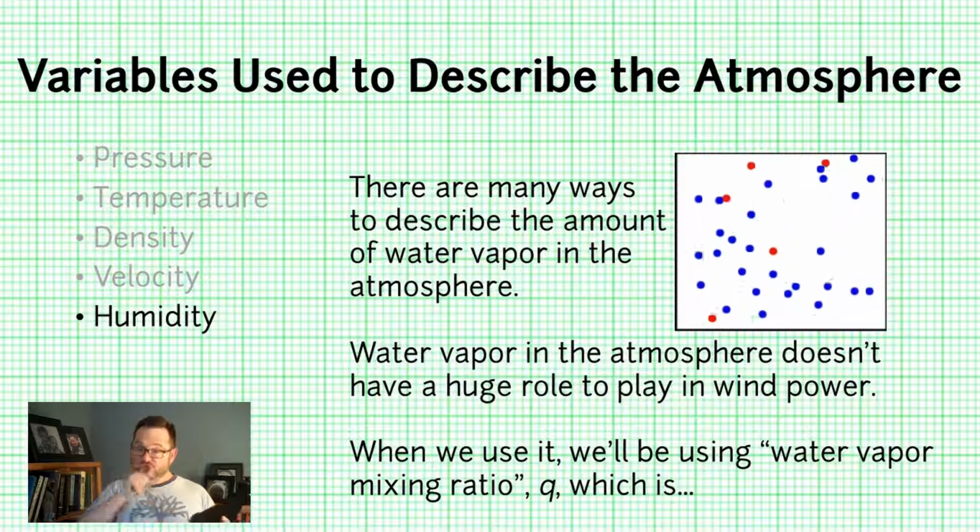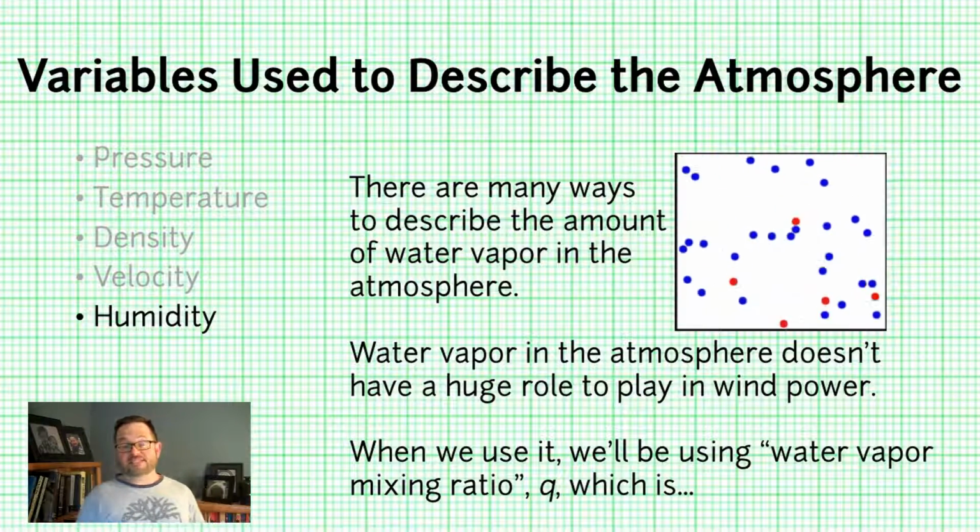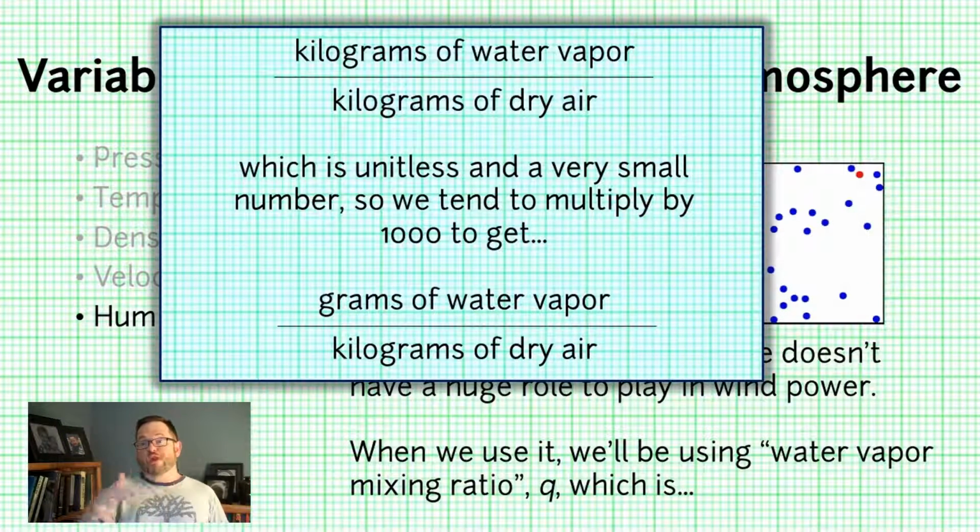In this context, we're going to use the symbol this book likes, which is Q, which is the water vapor mixing ratio, which is just a ratio of how many, in a given sample of air, how many kilograms of water vapor are in that air, divided by the number of kilograms of dry air that are in that sample. So it's like a recipe. To make this air, how many kilograms of dry air molecules, things like nitrogen and oxygen and carbon dioxide and so on, are in there, and how many kilograms of water vapor molecules are in there.